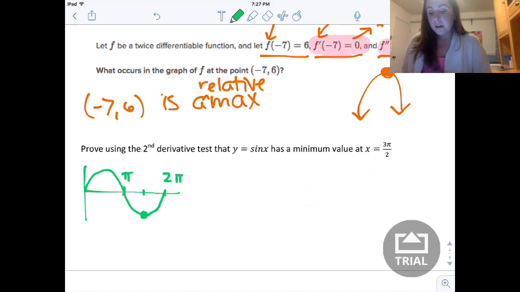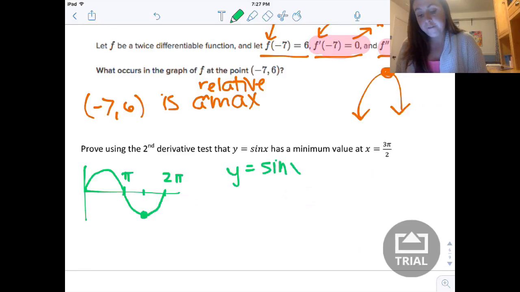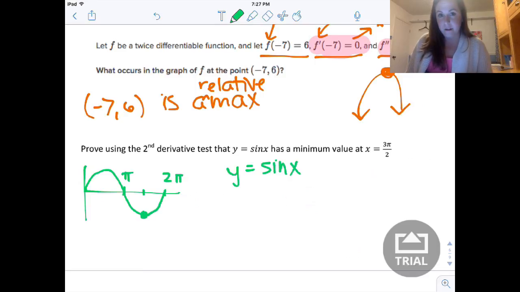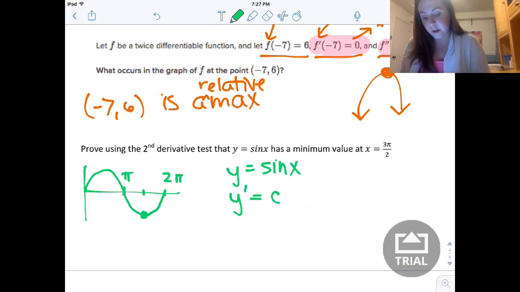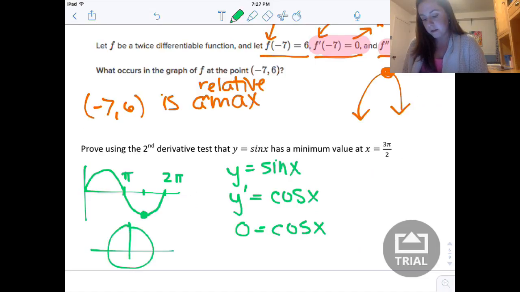Okay? So I'm going to start with this. I know this is my function. First, I want to find the critical values of this. So y prime, derivative of sine, is cos. And I'm going to set that equal to 0. So cos x equals 0. Think about your unit circle here.